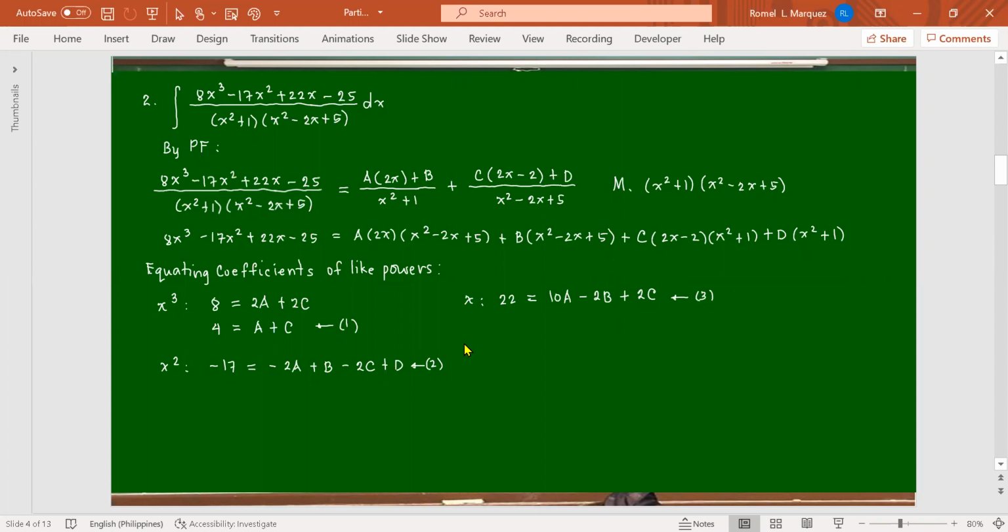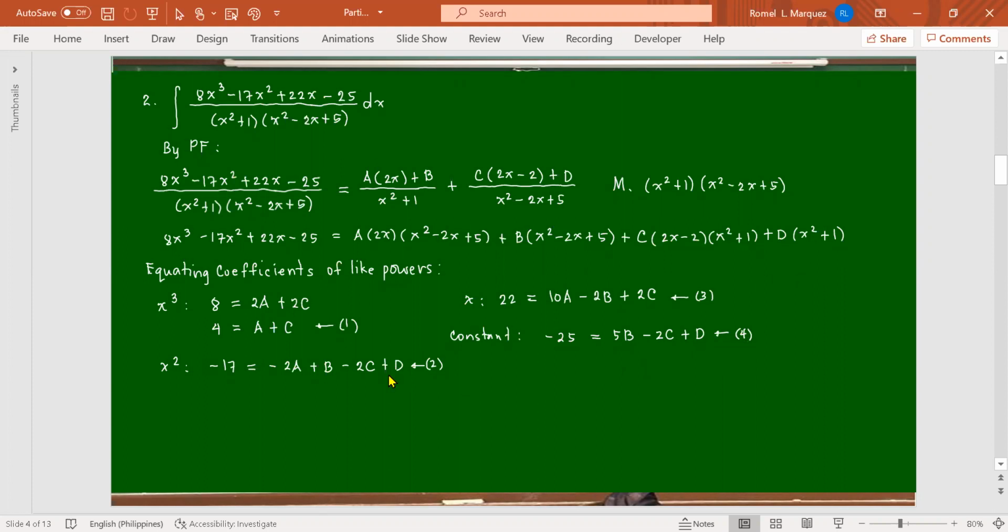And then the last one for constant. The constant term is negative 25. On the right side, those terms that are constants are considered. None here in the first group. In the second group, we have 5b. None here. We have one here, negative 2c, and then plus d. This is our equation number 4.